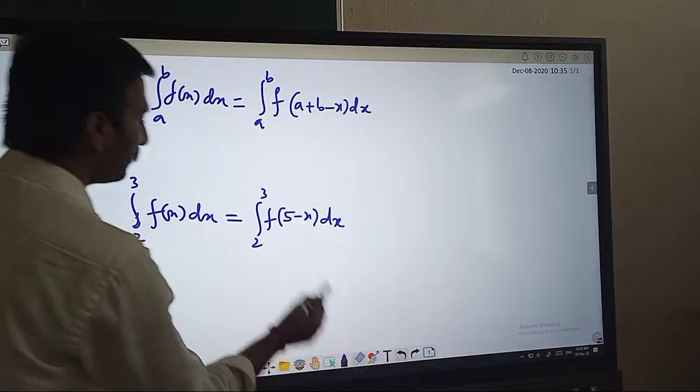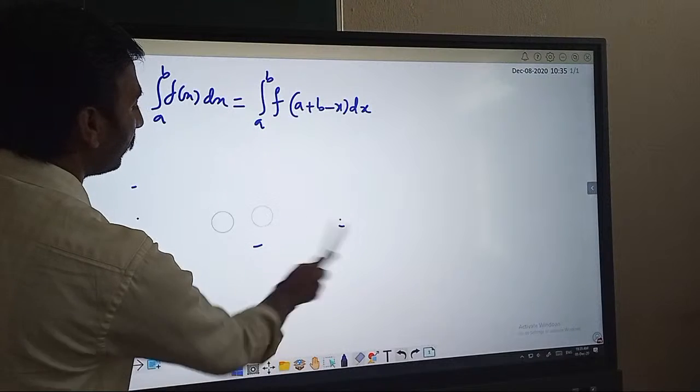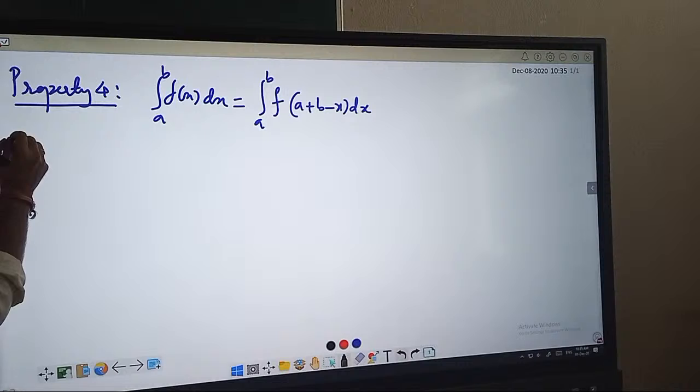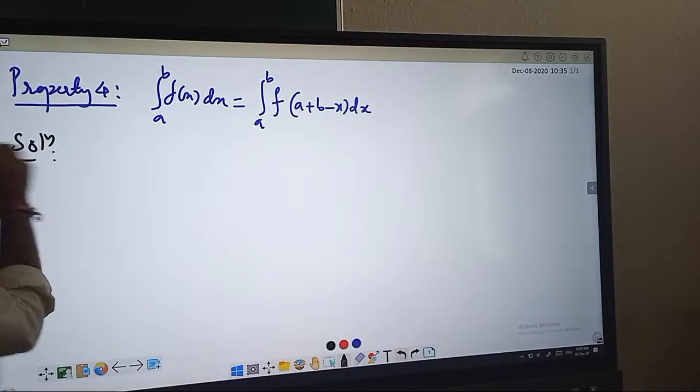Yes. Let us see the property now. Now look at the property. It is a very easy property, and we can do this comfortably. Solution for this: simply what I do, I will take the RHS first here.